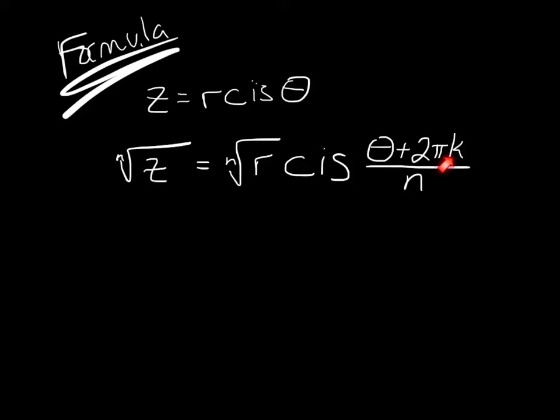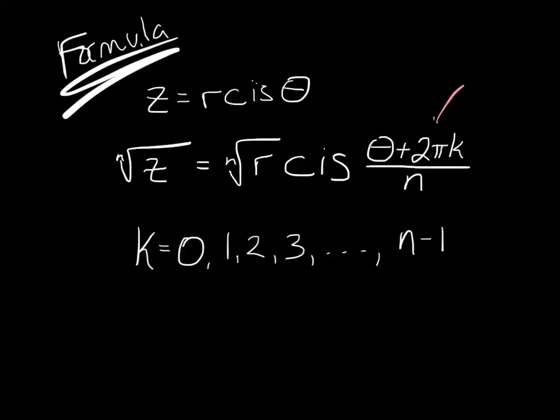Now k is some constant, and k starts at 0 and is always a whole number. And it's going to end not at n, but at n minus 1. So let's look at an example problem to see what this looks like numerically. Although I do want to point out that I wrote this in radians. This term right here, if we're working in degrees, would be 360 k.